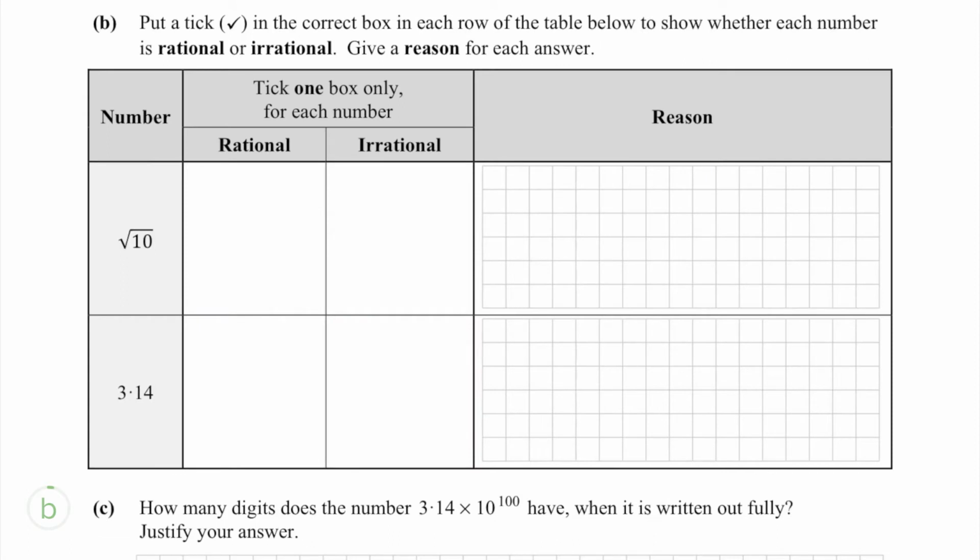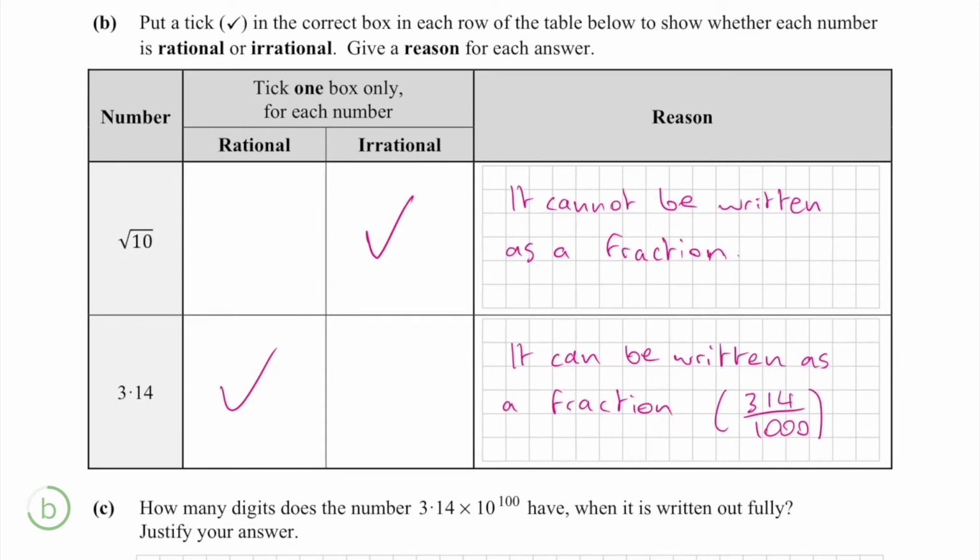In part B, we're given 2 numbers, √10 and 3.14, and we have to say whether each of these is a rational or irrational number, and give a reason for this. Firstly, √10 is irrational, as it cannot be written as a fraction. And by the same line of reasoning, 3.14 is a rational number, as it can be written as a fraction. For example, it can be written as 314/1000. For this we get another 5 marks.